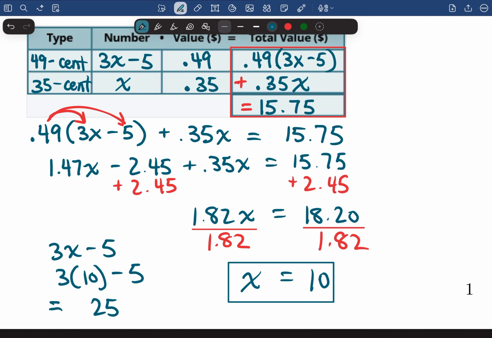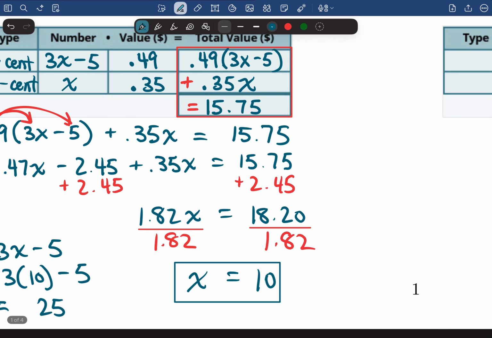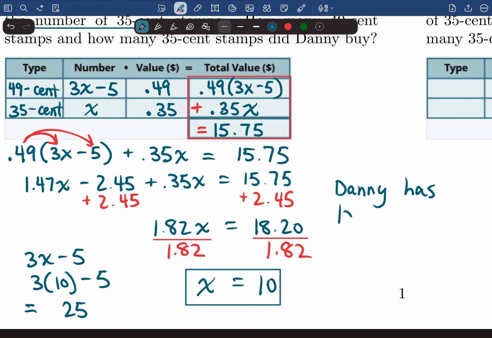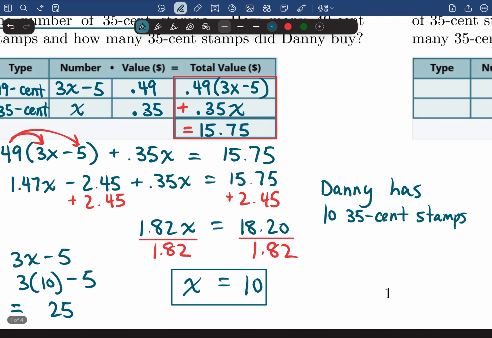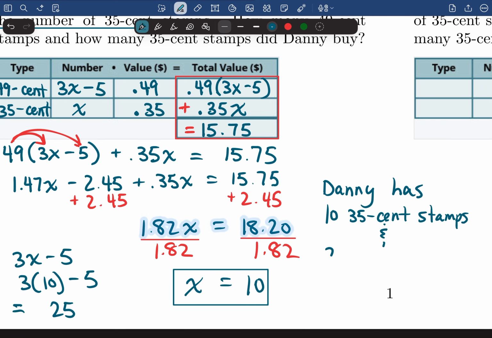Now, let's keep things always organized, and we're going to write a concluding statement like: Danny has 10 35-cent stamps and 25 49-cent stamps.